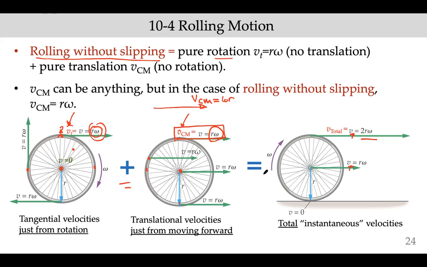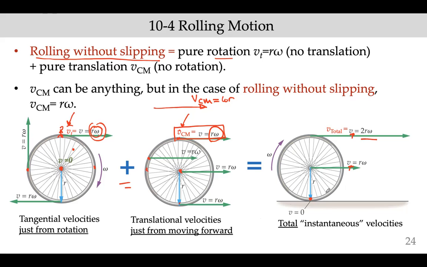Okay, now look at the bottom point. At the bottom point, the velocity contribution from the rotation is to the left, r omega, and the translational contribution to the velocity is again r omega, but in the forward direction. These are two vectors. They have the same magnitude, but they're in opposite directions. What happens when you add them up? Well, you get 0. So this point has 0 velocity.